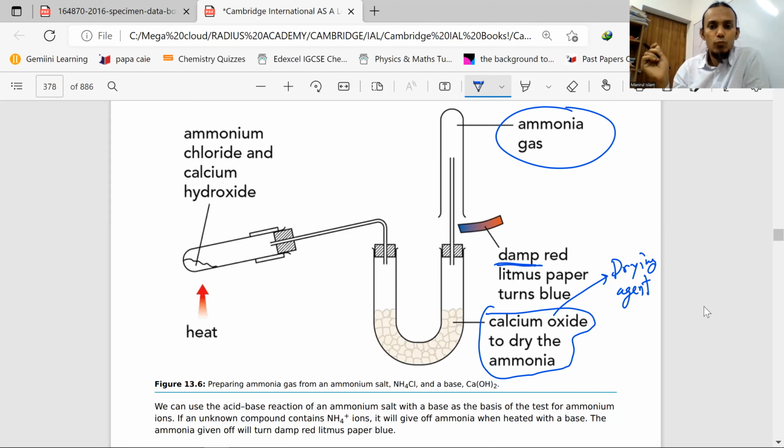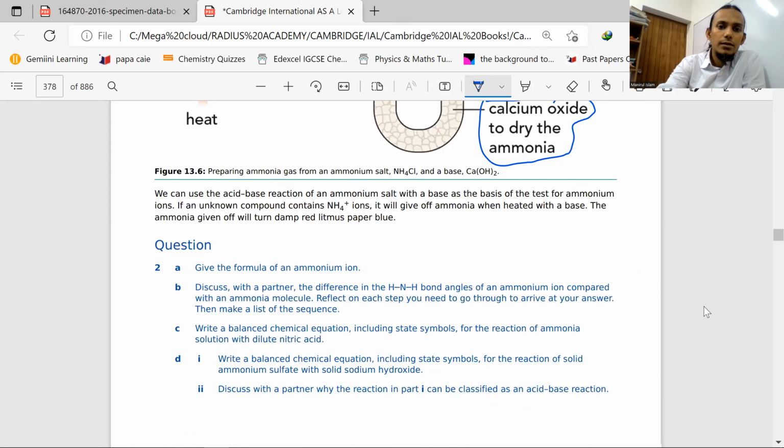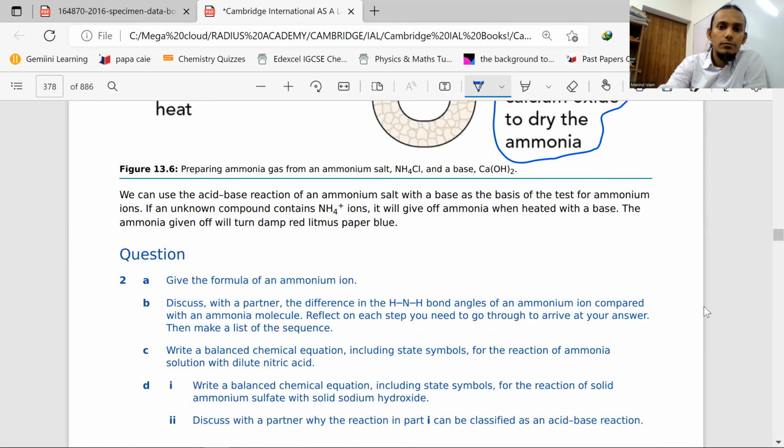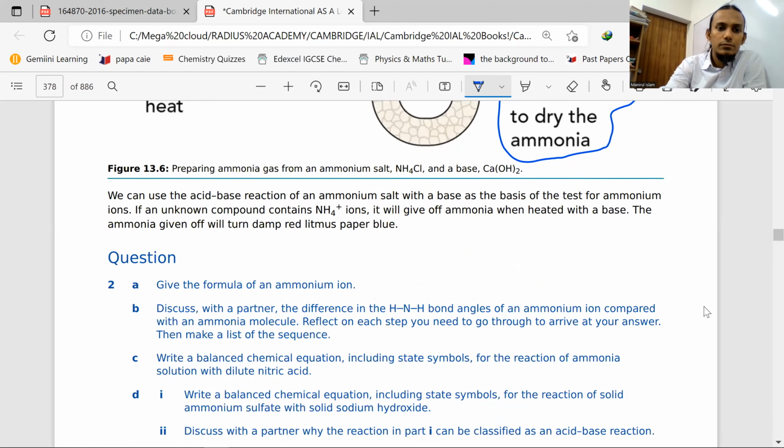ঠিক আছে, মনে থাকবে? তাহলে always damp red litmus paper will turn blue. If it is hydrogen chloride gas, damp blue litmus paper will turn red. So damp না দিলে কিন্তু হবে না, মার্কস দিবে। তাহলে question number 2, homework. Any question?